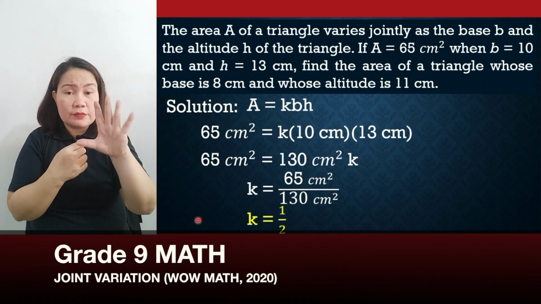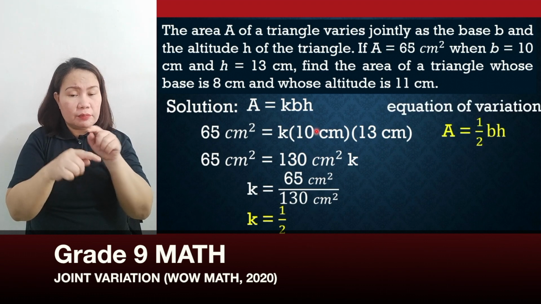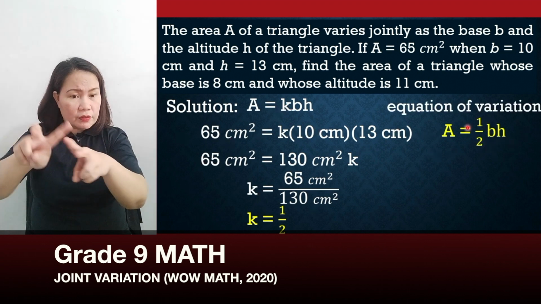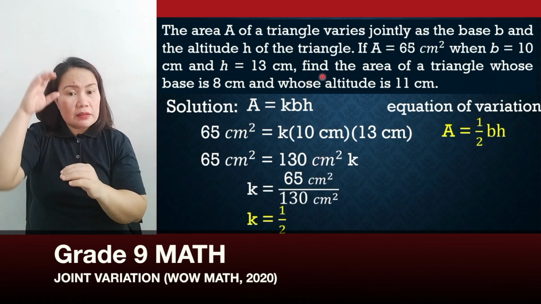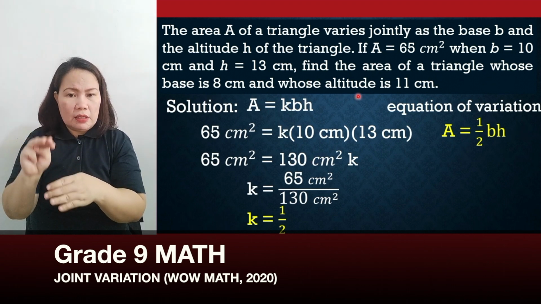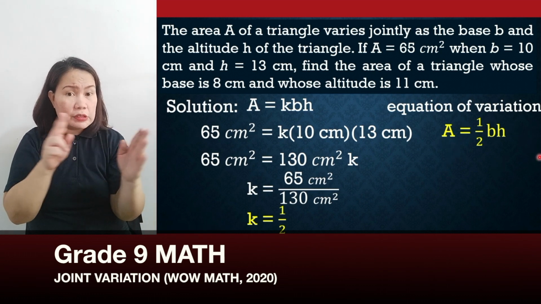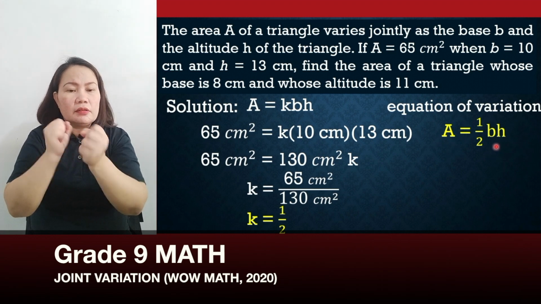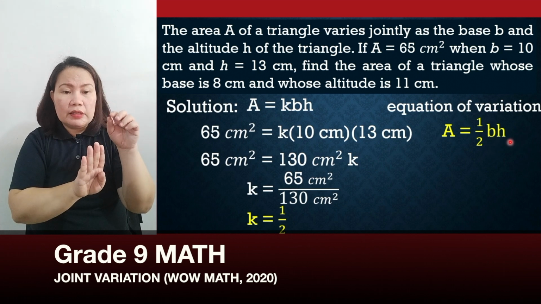So, ano ngayon ang equation ng variation natin? So, that is A is equal to 1/2 BH. So, pinalitan lang ulit natin yung K ng 1/2. So, para makuha natin, kasi ang question dito is, find the area of a triangle whose base is 8 cm and whose altitude is 11 cm. So, gamit yung equation of variation natin, papalitan lang natin o isa-substitute lang natin yung 8 sa base natin at yung 11 sa altitude natin.